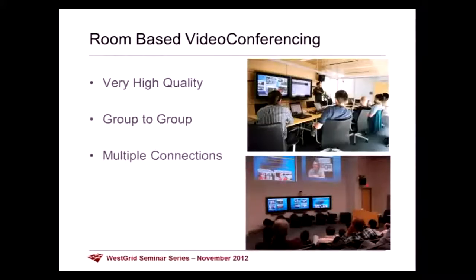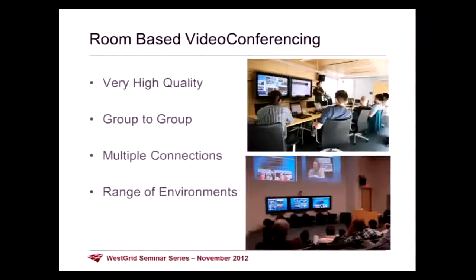These systems also offer, either natively or with the help of a bridge, group-to-group connection. So multiple connections. So if you have a distributed research team that involves multiple groups spread across multiple universities, again, it's a very good choice.